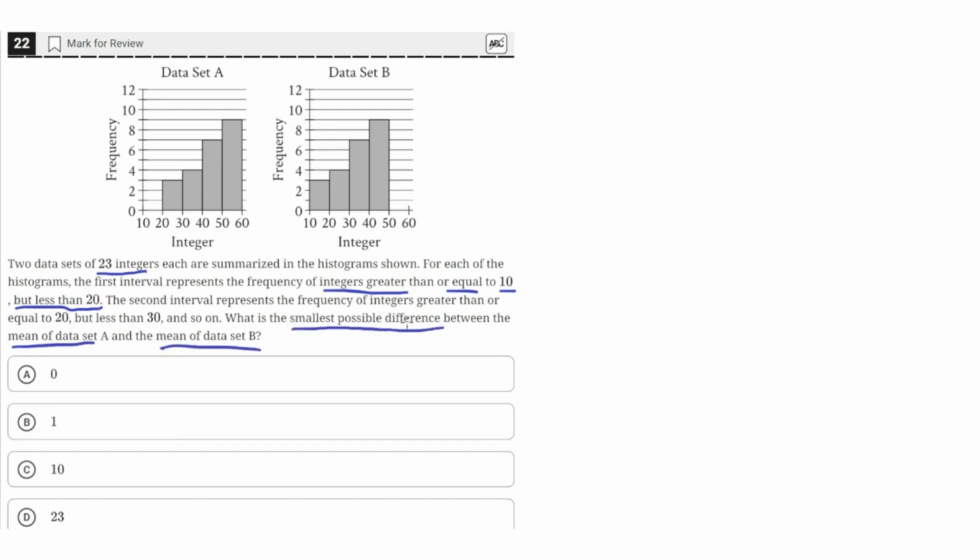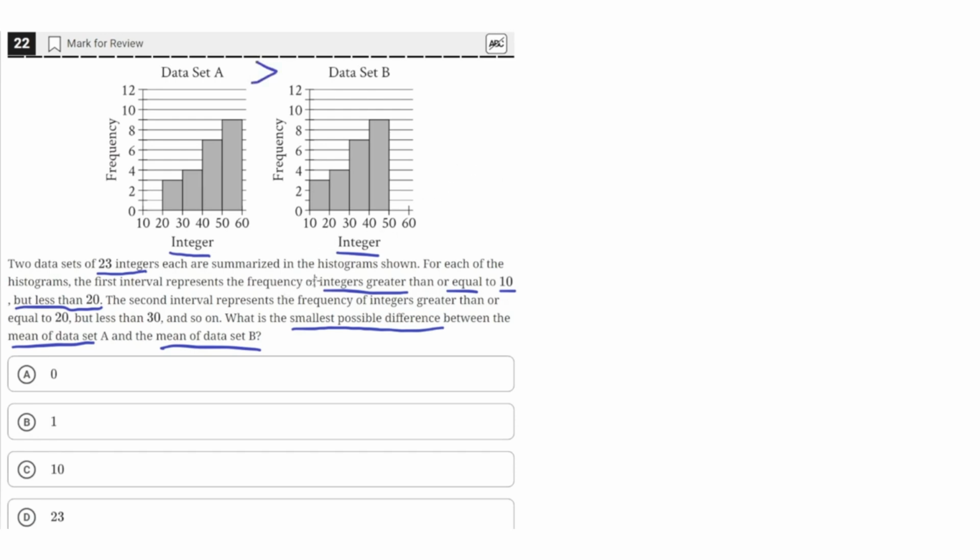dataset B? Okay, so these are the datasets where the x-axis shows the integer or the value in the dataset, and then the frequency here shows how many times that integer occurs in the dataset. And we see that they have the same shape, but dataset B is more to the left than dataset A, which is more to the right. So that means dataset A's mean is larger than dataset B.